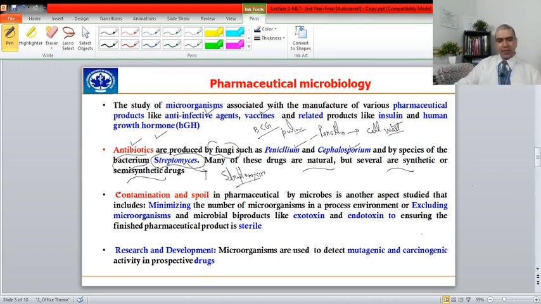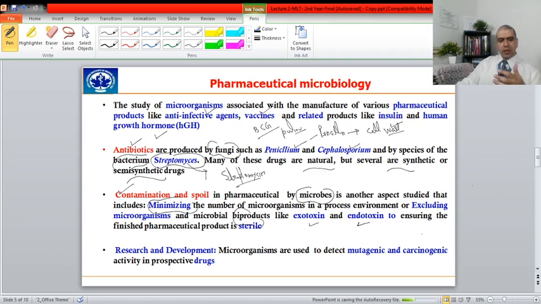The second thing that comes under pharmaceutical microbiology is the containment of contamination and spoilage by microorganisms. We have to minimize the number of microorganisms in the process environment of producing the drugs, and also exclude other byproducts of microorganisms like exotoxins and endotoxins, so that we ensure the final pharmaceutical drug is very sterile.